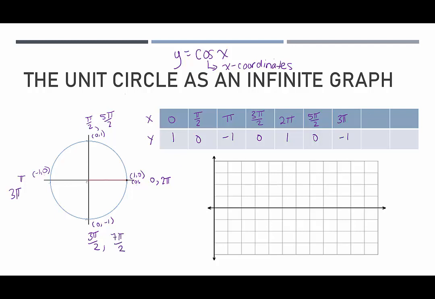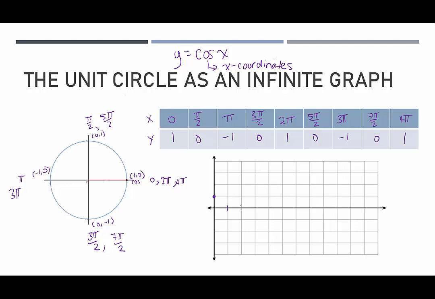So we would have 7 pi over 2, and that would give us that x coordinate of 0. And back up to the beginning, which is now 4 pi. If we plug in 4 pi, cosine of 4 pi will be 1. So when we look at our parent function for our cosine graph, we start at the top. We start at 1. So we start at 0, 1.